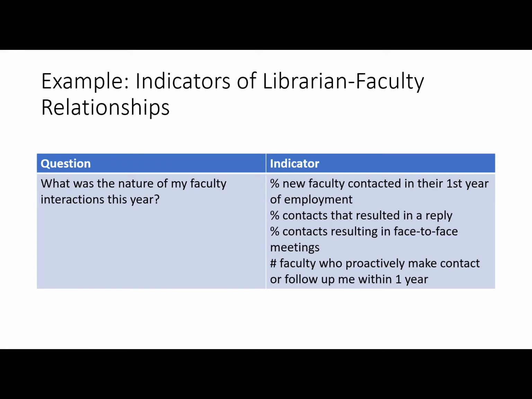Indicators of library and faculty relationships. Relationships are really hard sometimes to figure out in a quantified way. So here's your question. What was the nature of my faculty interactions this year? What kind of indicators can I use? What percentage of new faculty contacted me in their first year of employment? What percentage of contacts resulted in a reply? What percentage of contacts resulted in a face-to-face meeting? How many faculty proactively made contact or followed up with me within 1 year? And I'm sure you could think of others, but there's a question, and there's how we use quantification to measure changes in relational capital.